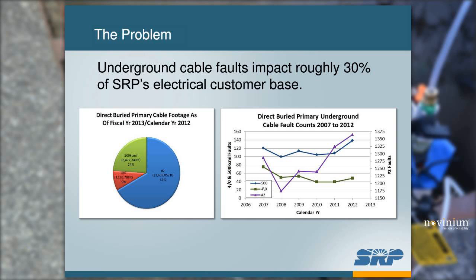If we look at what's on our system, what you're looking at here is some data from about 2012 or so. Our system is comprised mainly of number 2, 500, and 4/0 cable. The number 2 makes up about 2/3 of our direct buried footage. 500 and 4/0 make up about 1/3. Looking at faulting behavior, on our 500 we typically see around 100 faults per year. On our 4/0, normally somewhere between 40 and 50 faults. And on our number 2, we're looking at faults in excess of 1,300 a year.